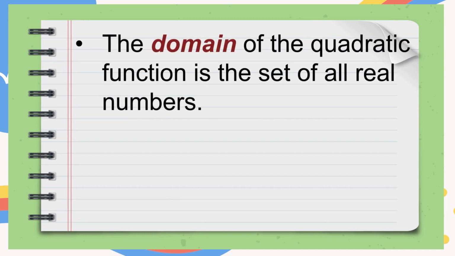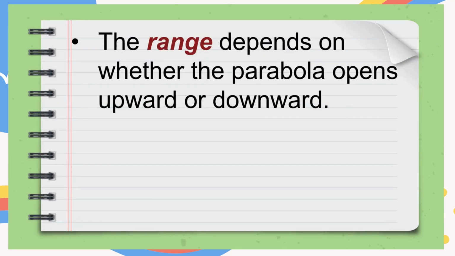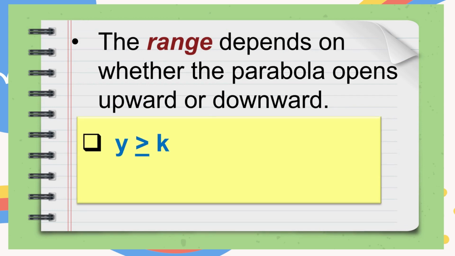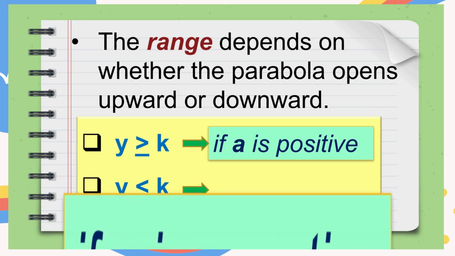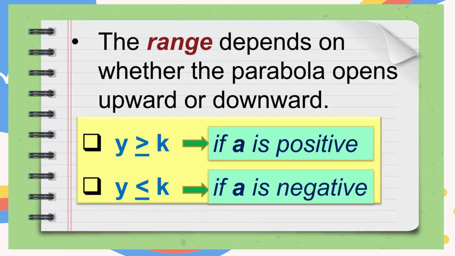The domain of the quadratic function is the set of all real numbers. And the range depends on whether the parabola opens upward or downward. So it is y greater than or equal to k, or y less than or equal to k. It is y greater than or equal to k if a is positive, and it is y less than or equal to k if a is negative.